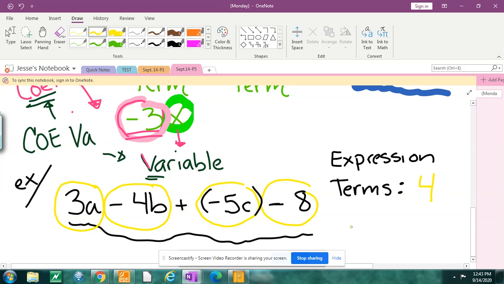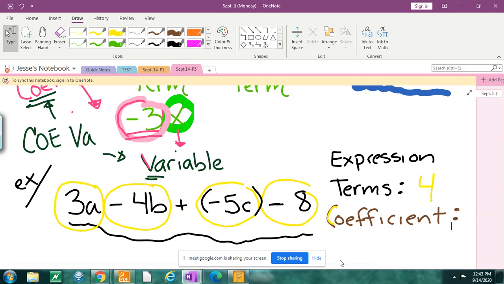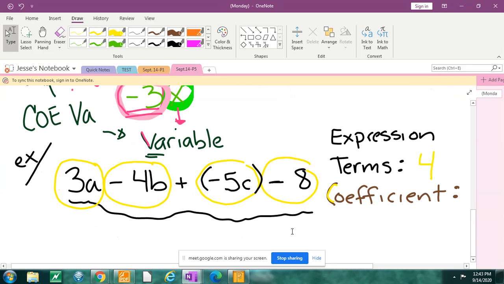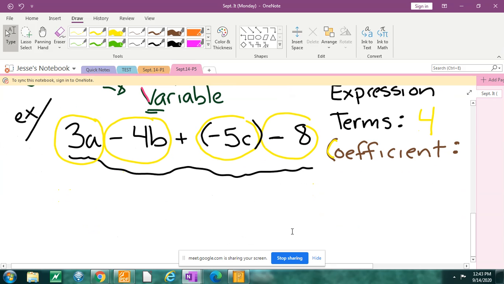Another question I'm going to ask is this: which ones are your coefficients? Let me change the color. Very simple stuff. Coefficients. All right, so remember, the coefficient goes with the variable. So which one are your coefficients? I'm going to write coefficient in red right here, and then the variable right there for you.